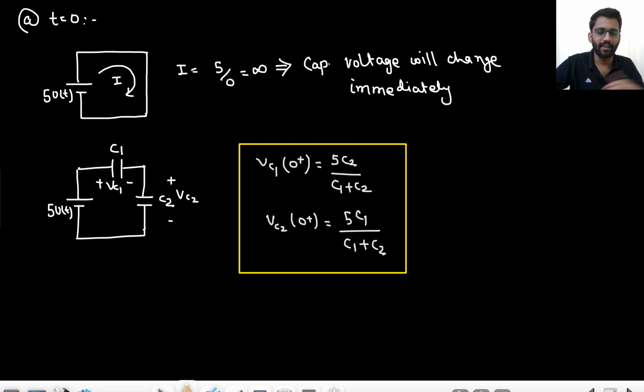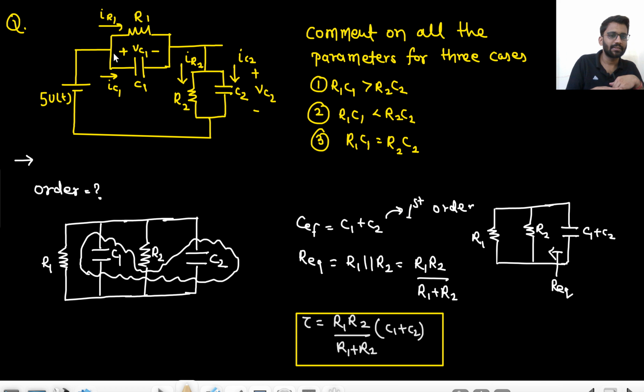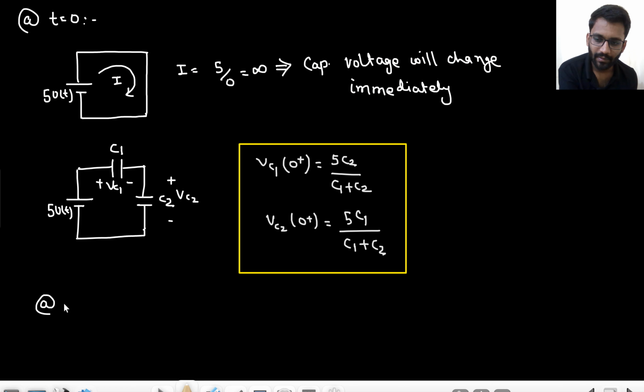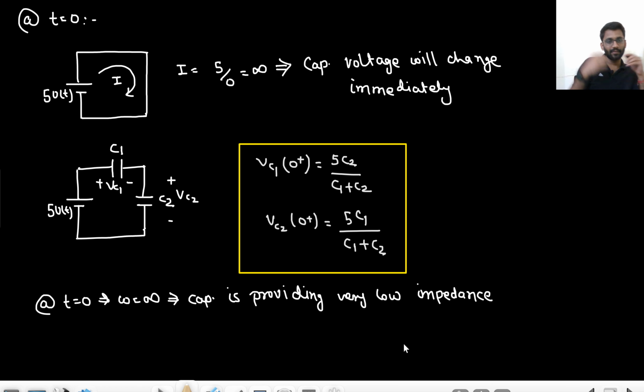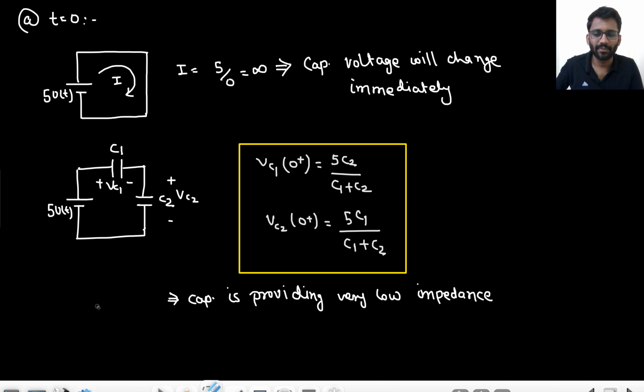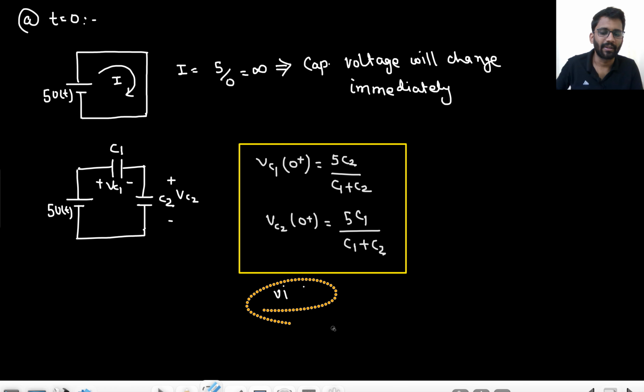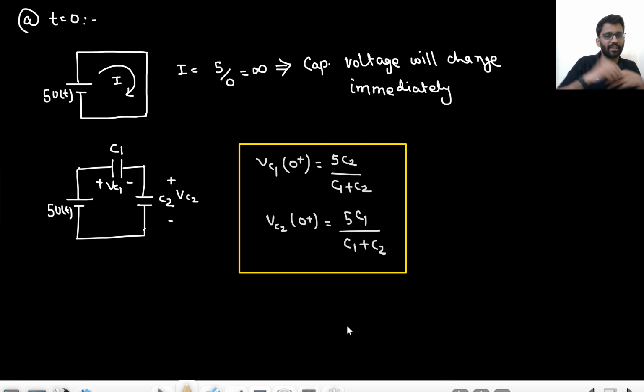Okay, the currents will be impulsive. And one more thing, what will be the value of IR1 at t equals to 0 plus? At t equals to 0, omega equals to infinity, which means the capacitor is providing very low impedance. Or let's just forget this point. We can write down the values of IR1 and IR2 in a different manner. So this is VC1 at t equals to 0 plus and VC2 at t equals to 0 plus, and the currents we will write later on.